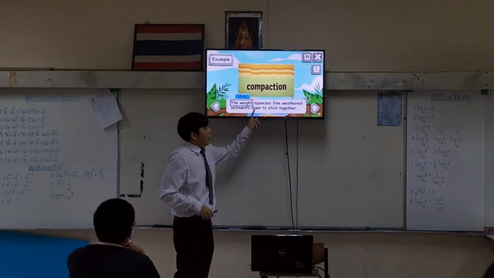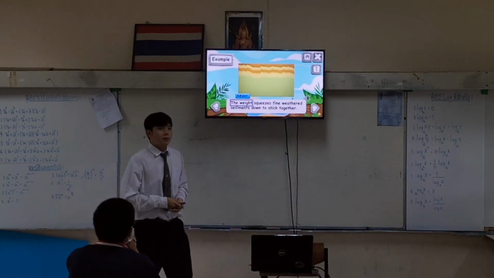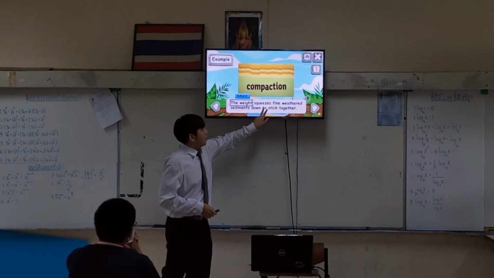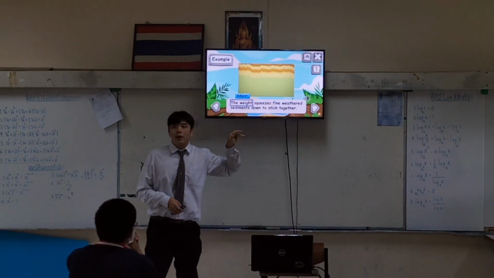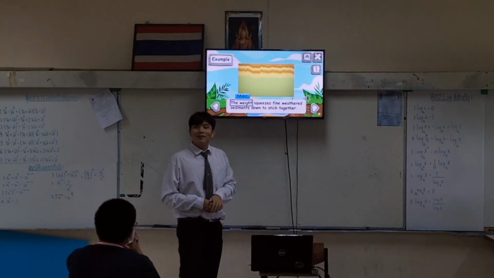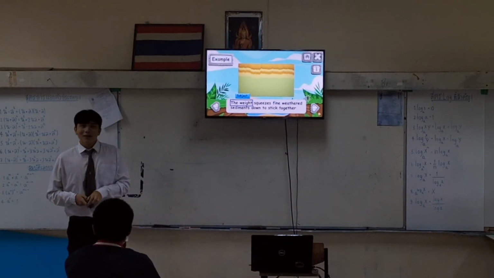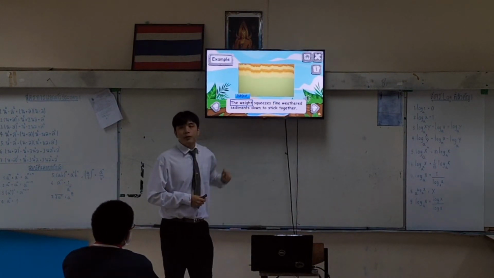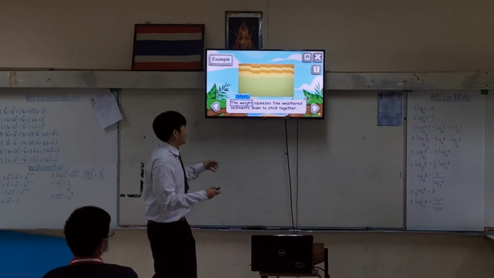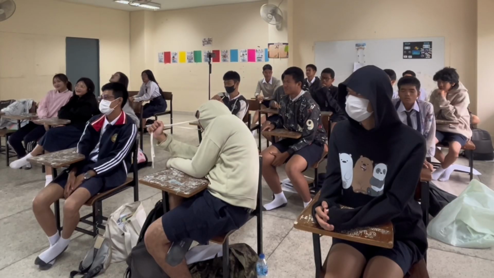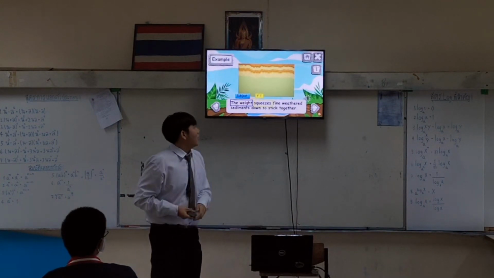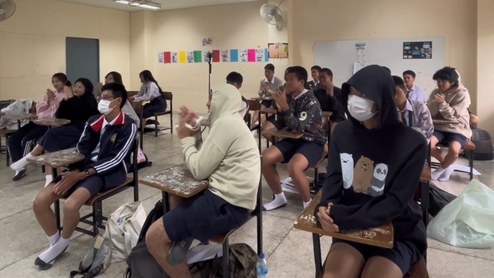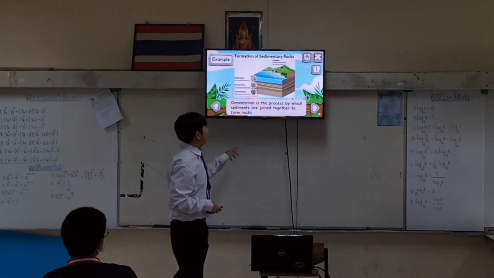And the next one, I want someone to point out where the verb is in this sentence. How about Titan? Titan, can you point out where the verb is? Squeeze. Yeah, squeeze, right? Yes. Okay, let's see. Yeah, here is the verb. Clap your hand for your friend. Very good. And the next example.